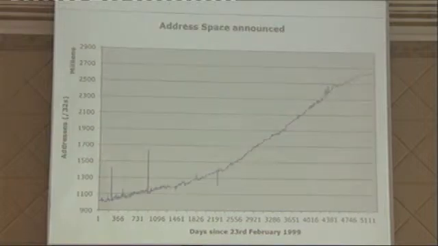Address space announced, well, again, when IANA ran out, it started tailing off because APNIC and more recently RIPE NCC didn't have address space to hand out generously anymore. And you can see the growth curves there. It's all tailed off in the last year or so.